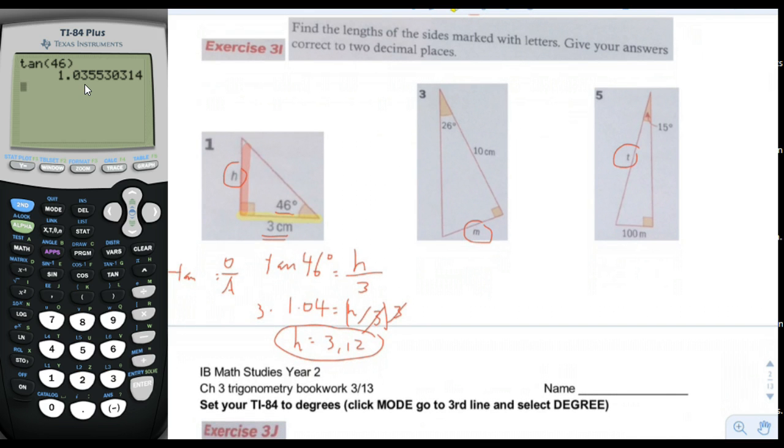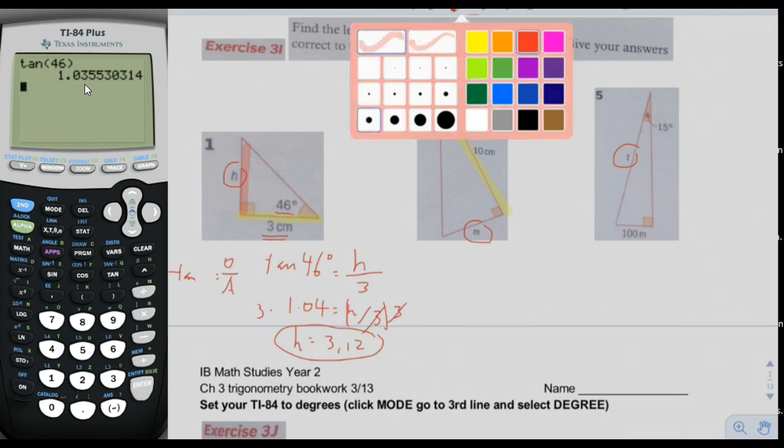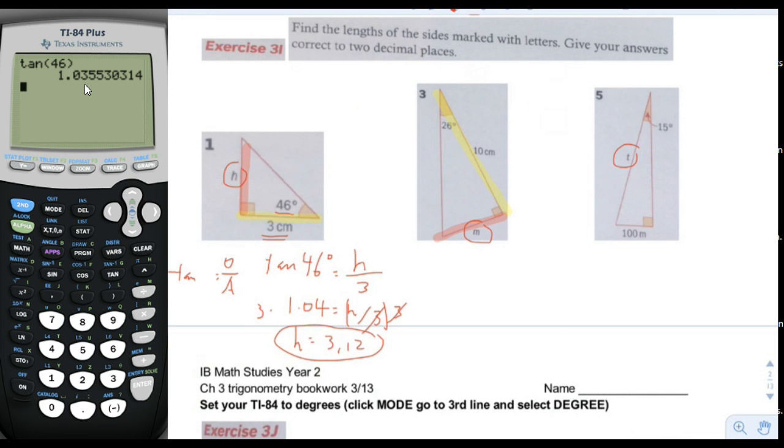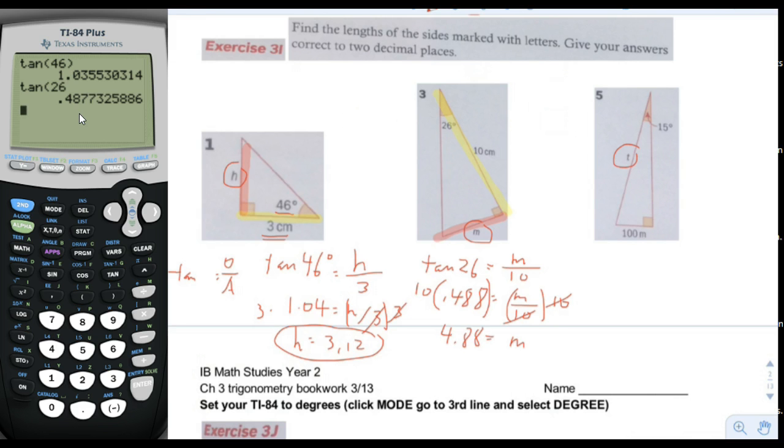Looks like we have the adjacent and the opposite again, so that would be tangent again. So we'll do tangent of 26 is equal to the opposite, which is m, divided by the adjacent, which is 10. Then we find the tangent of 26 by pressing tangent 26, and we get 0.488. So 0.488 is equal to m divided by 10. How do we get rid of this 10 and get m all by itself in algebra? We multiply both sides by 10. That gives us 4.88 is equal to m. And so that's the answer there.